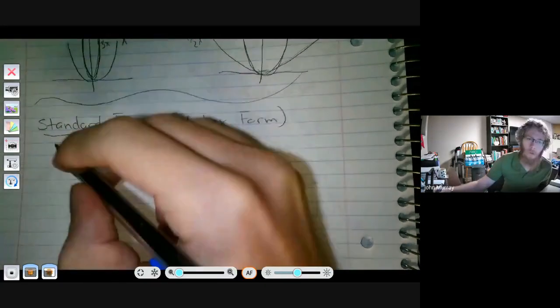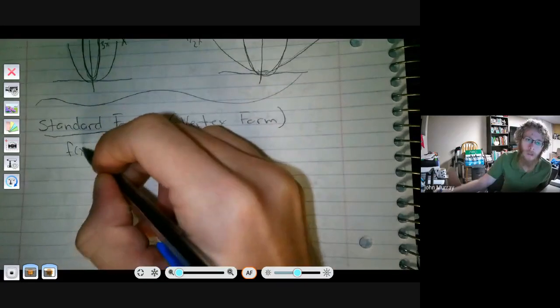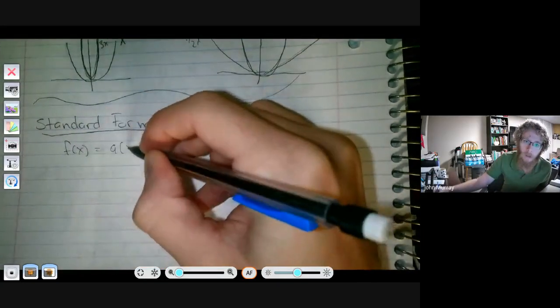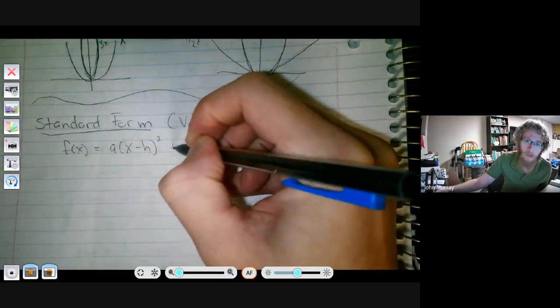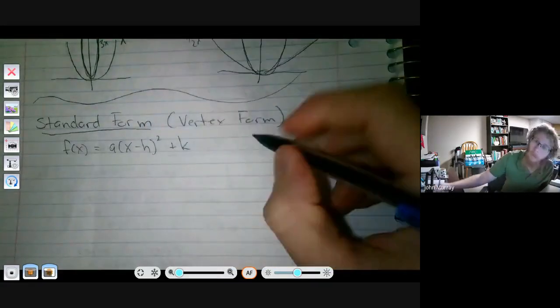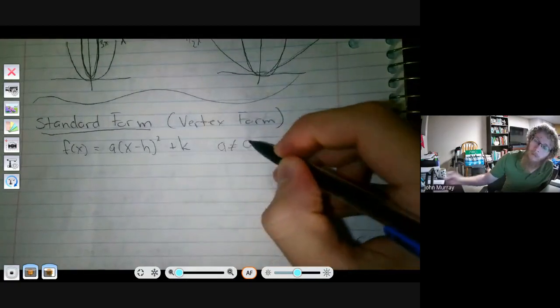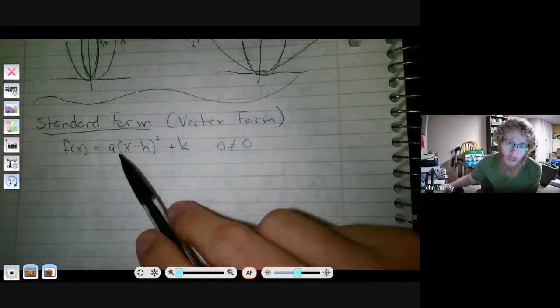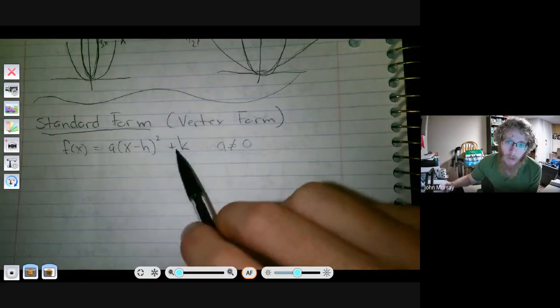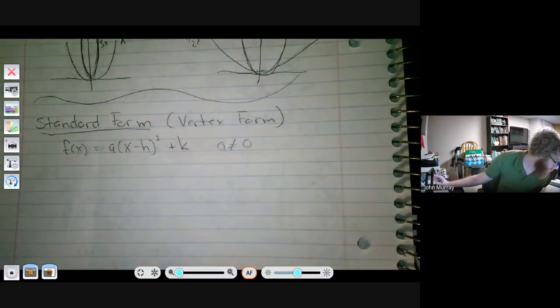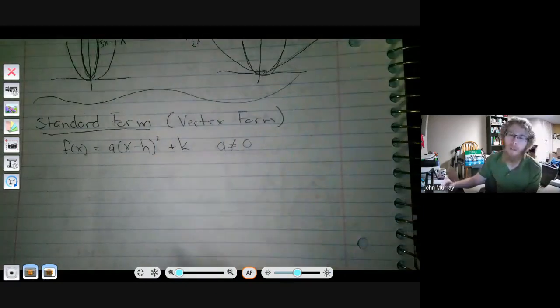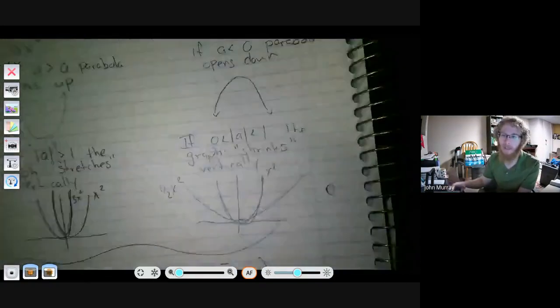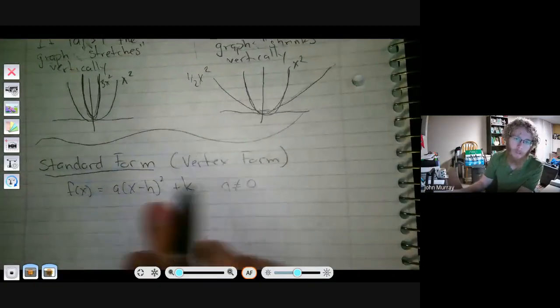So first, let me give you what it looks like. Okay. So our standard form, also known as vertex form, is a times x minus h squared plus k. What's nice about this is all those things that we talked about yesterday, the vertex and the axis, we can get that directly from this equation.